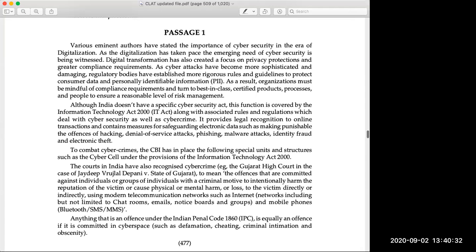Okay, so in this passage, the author is basically drawing our focus towards the Information Technology Act of 2000. It's related to cyber security, which most people are threatened by. It says that India does not have a specific cyber security act, but the Information Technology Act is enough. It provides guidelines and secures the users, so that if anyone threatens them or does anything wrong to them, they can sue them, they can catch them, and there are legal procedures for it.